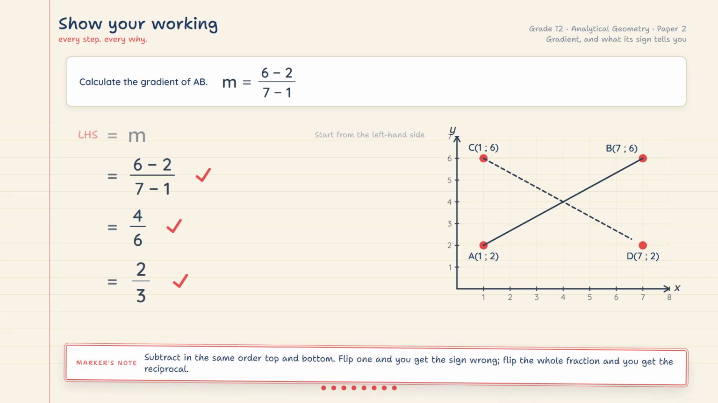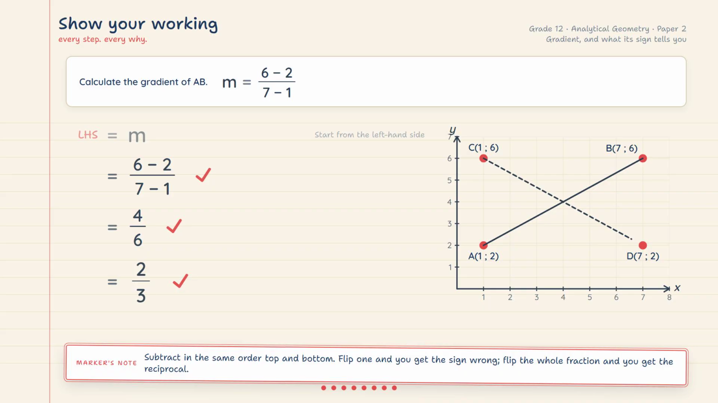2 ways to lose this mark, and they fail differently. If you subtract in one order on top and the other order underneath, you get the right steepness with the wrong sign. And the picture will catch that for you, because a line that climbs cannot have a negative gradient.